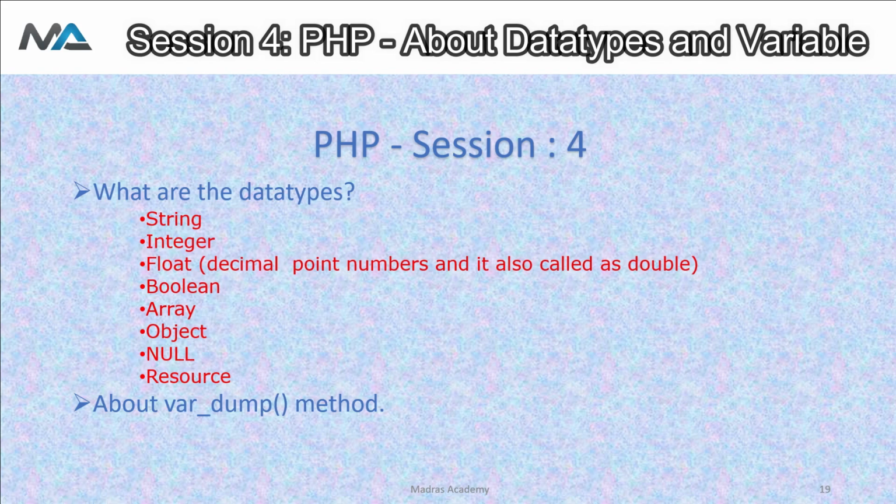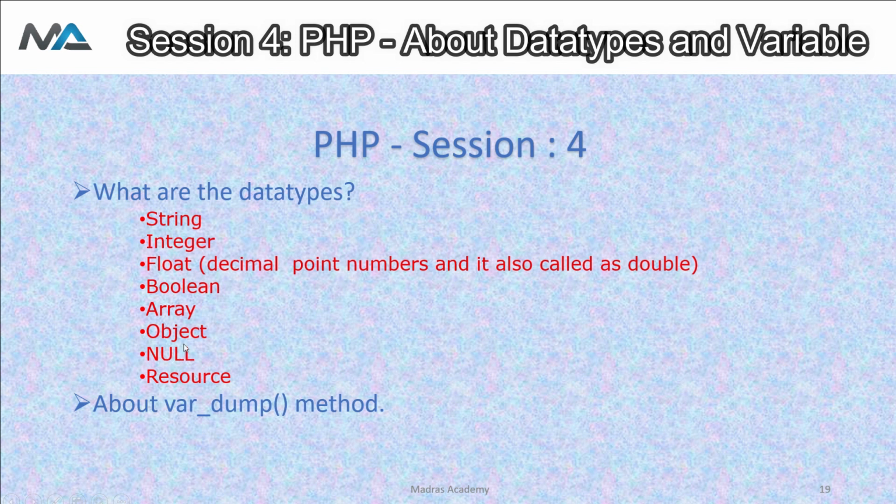By default, we have var_dump, which is a predefined method, and using this method we can find out what type of value we have given to that variable. Using the var_dump method, we'll see how to display the value type for the variable. Here I'm not using a variable. String, integer, float, boolean are all called data types.